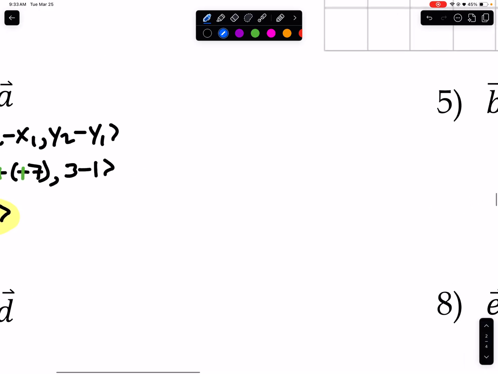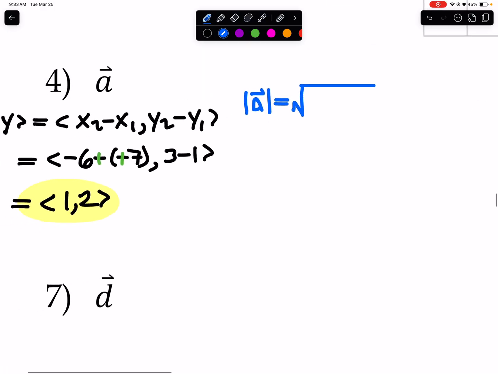So the magnitude is where I'm going to do essentially a Pythagorean theorem. So I'm going to do the square root of the x component squared, which is going to be 1 squared, plus the y component squared, which is going to be 2 squared. So when I simplify this, we're going to have a square root of 1 squared, which is 1, plus 2 squared, which is 4, which is going to be square root of 5. So that would be your magnitude.